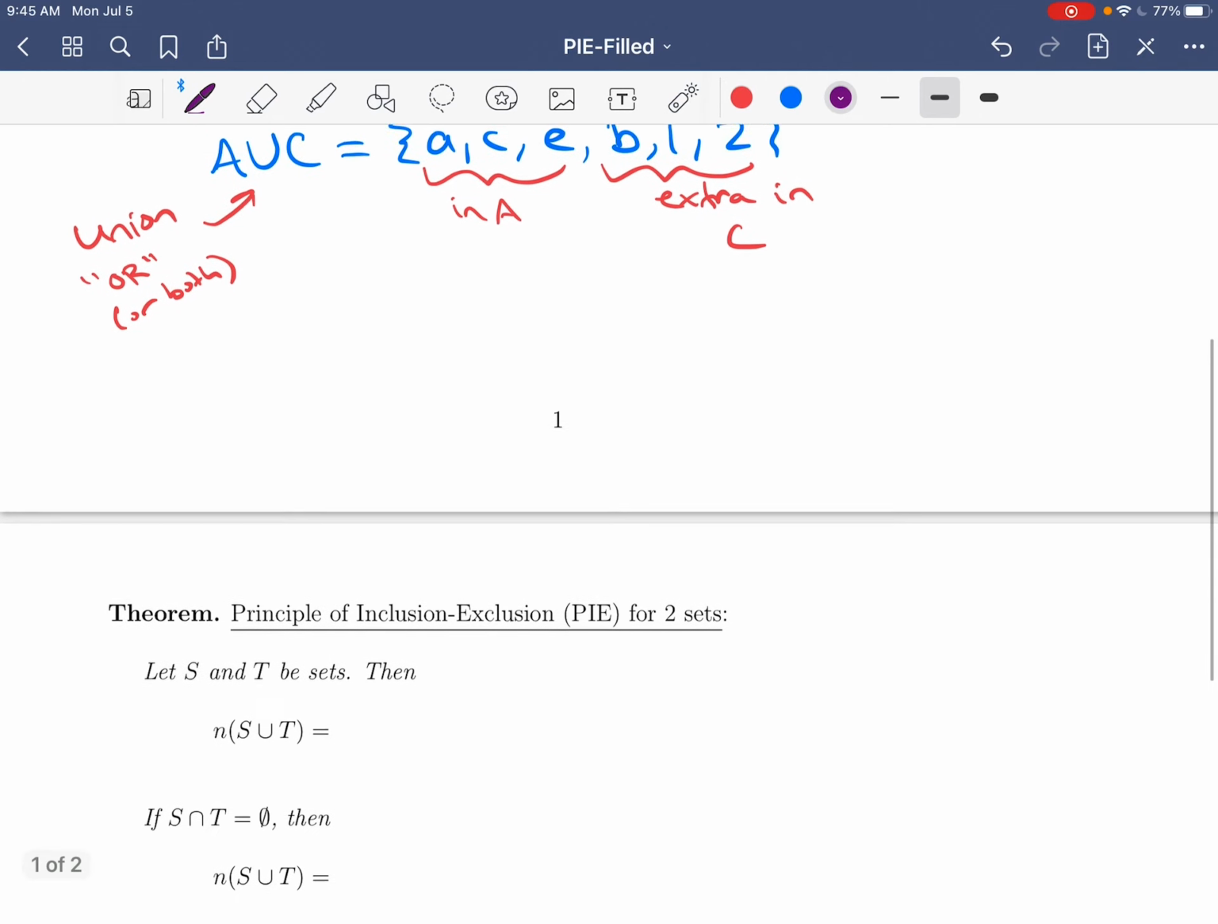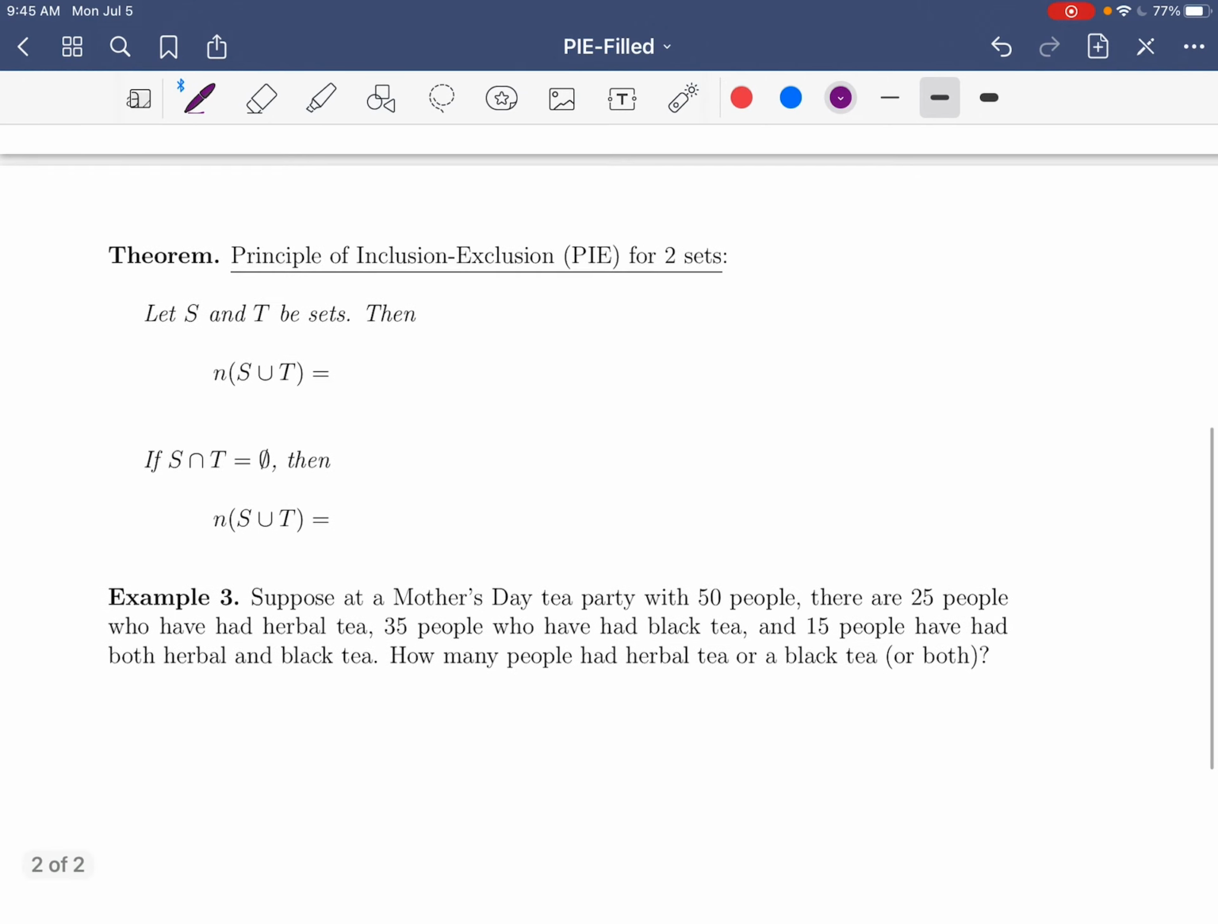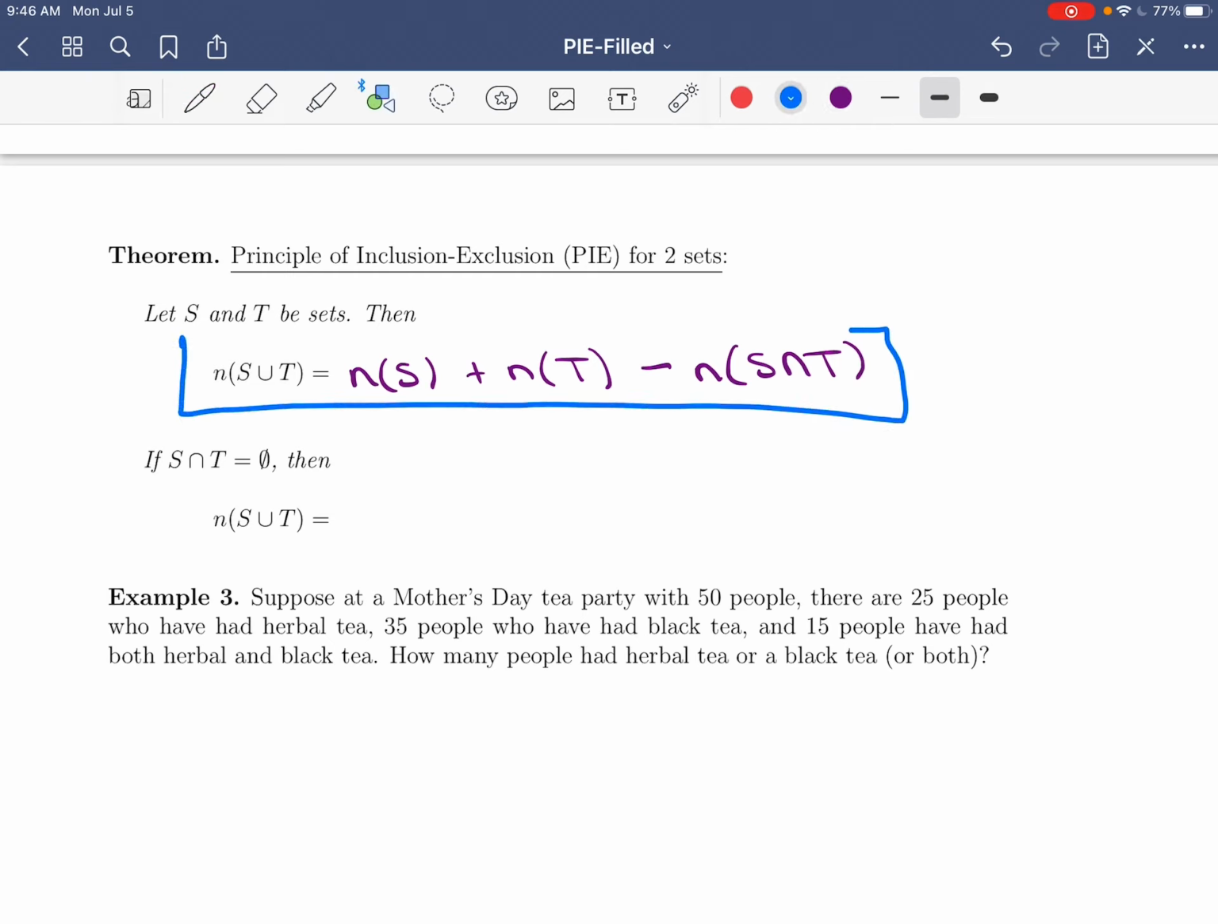Okay, now there's a way to compute that number without actually writing out the set. So that's where the principle of inclusion exclusion comes in. So this is for 2 sets. So if S and T are sets, then the number of things in S union T is equal to the number of things in S plus the number of things in T minus the number of things that are in S intersect T. Okay, so that's what we call the principle of inclusion exclusion.